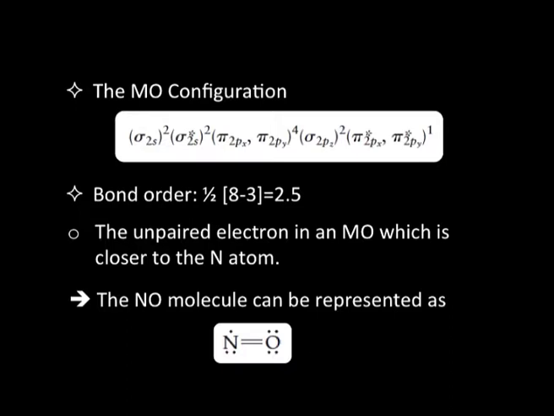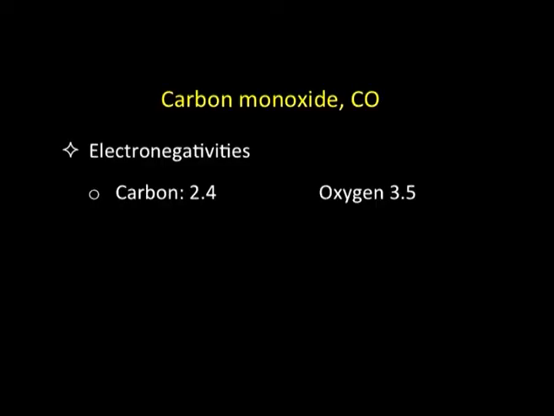We all know that. Now let's move further and come to the third molecule for today, that is carbon monoxide. In this case, there are two atoms involved. As before, we have got carbon and oxygen, the electronegativities being 2.4 and 3.5. They are not as close as we had in the previous case, but they are still not very far as we had in case of HF.